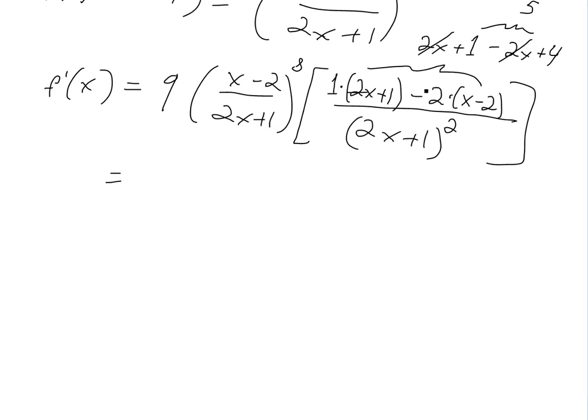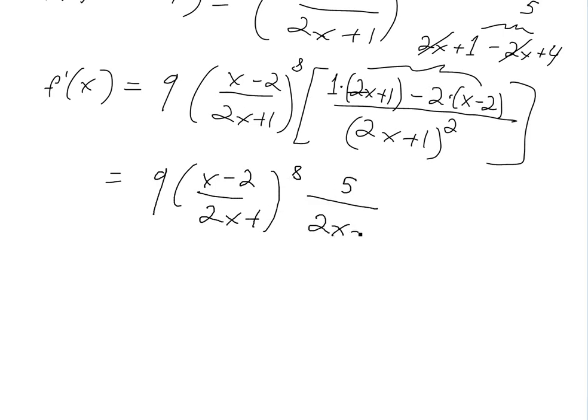So we just simplified the top part, so we're left with basically 9 times x, 2x plus 1, to the power of 8, times 5 over 2x plus 1 squared. And this is plus 1. So 9 times 5 is 45.